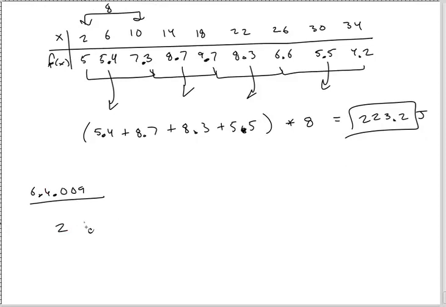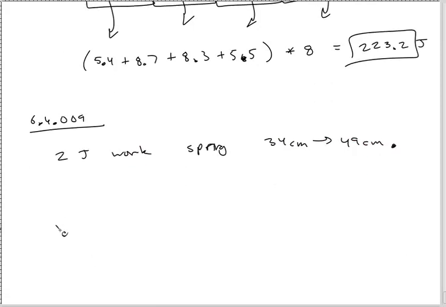Suppose we have 2 joules of work to stretch a spring from its natural length of 34 centimeters to 49 centimeters. Okay, so let's start with that. And then part A says how much to do this and that. Well, let me go ahead and give you some formulas, okay? So work is equal to the integral of kx dx. And I believe this is a variation of Hooke's law. Let me go ahead and write that up here.